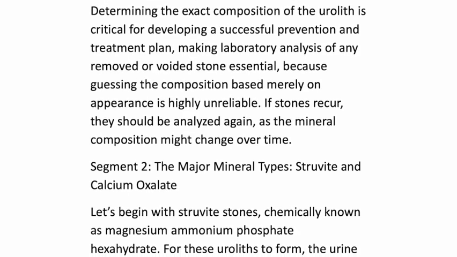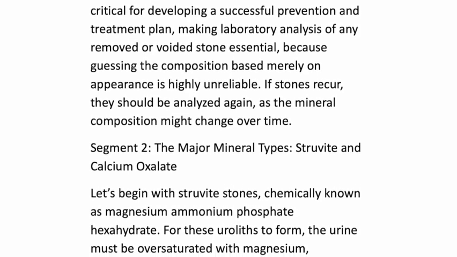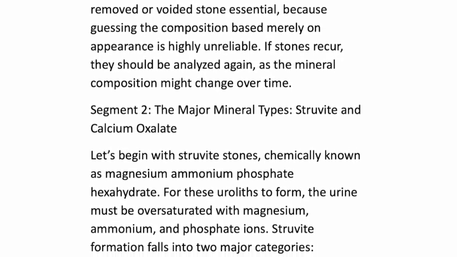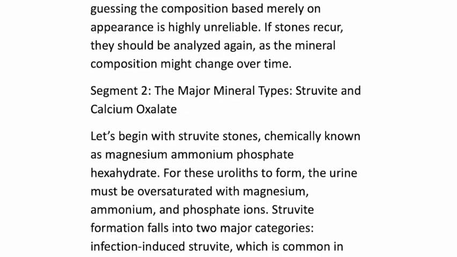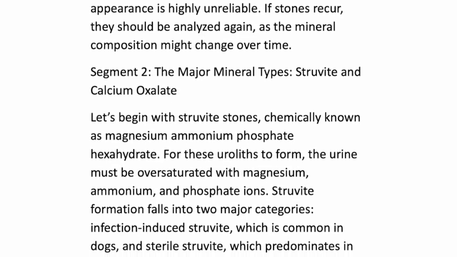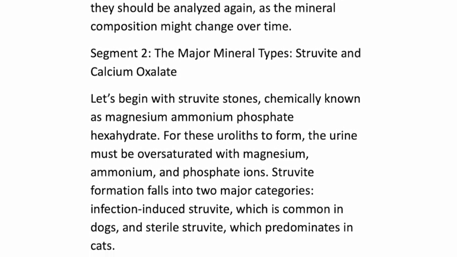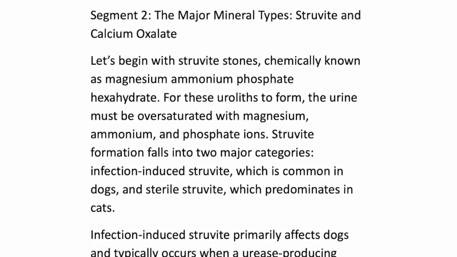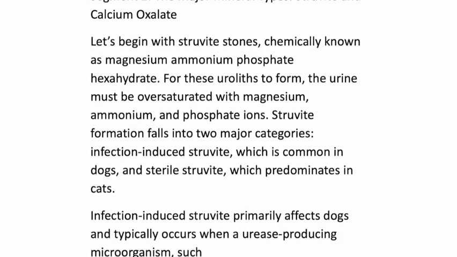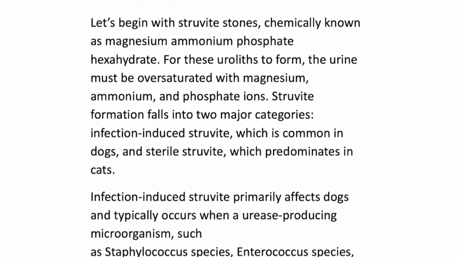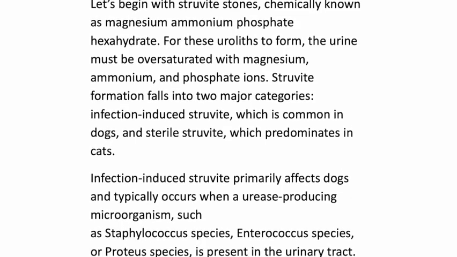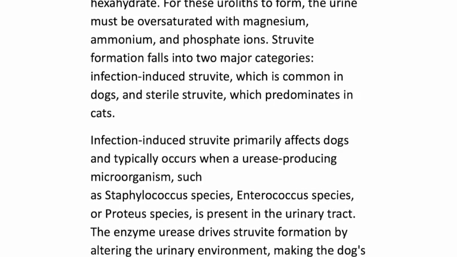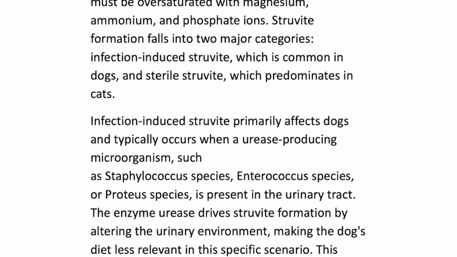Segment 2. The major mineral types, struvite and calcium oxalate. Let's begin with struvite stones, chemically known as magnesium ammonium phosphate hexahydrate. For these uroliths to form, the urine must be oversaturated with magnesium, ammonium, and phosphate ions. Struvite formation falls into two major categories: infection-induced struvite, which is common in dogs, and sterile struvite, which predominates in cats. Infection-induced struvite primarily affects dogs and typically occurs when a urease-producing microorganism, such as Staphylococcus species, Enterococcus species, or Proteus species, is present in the urinary tract.